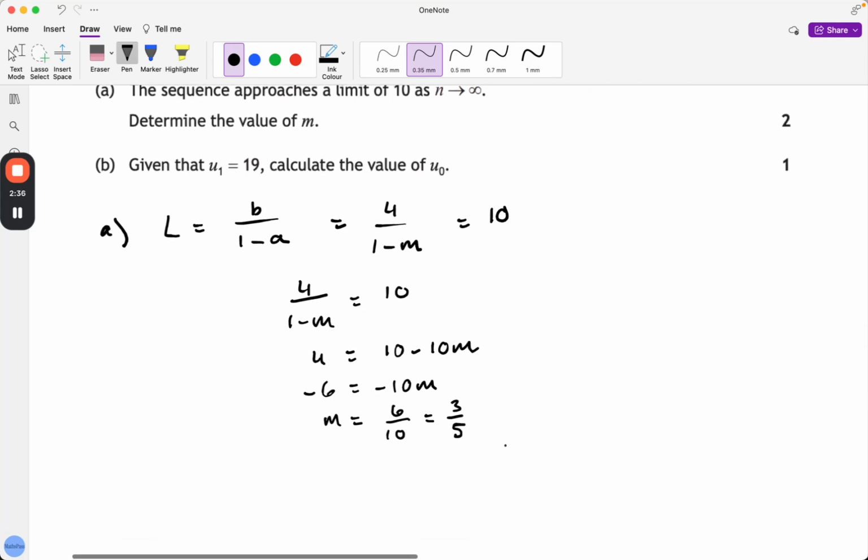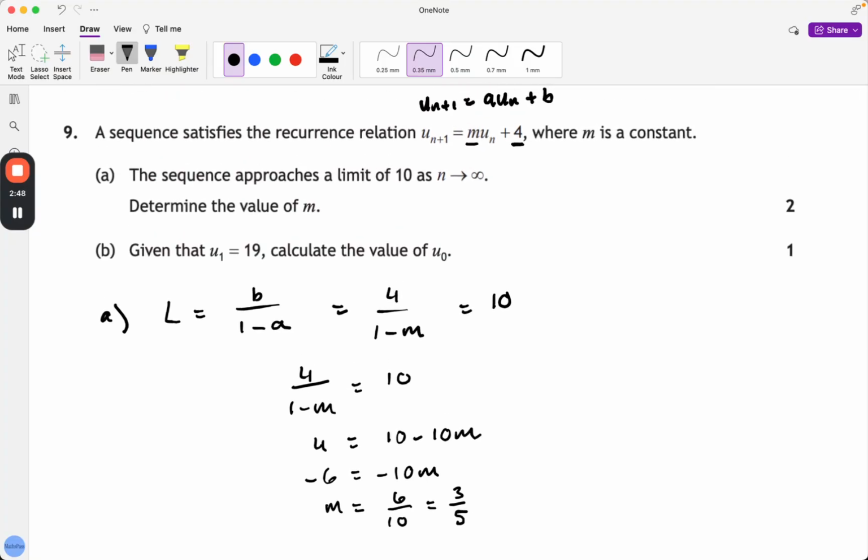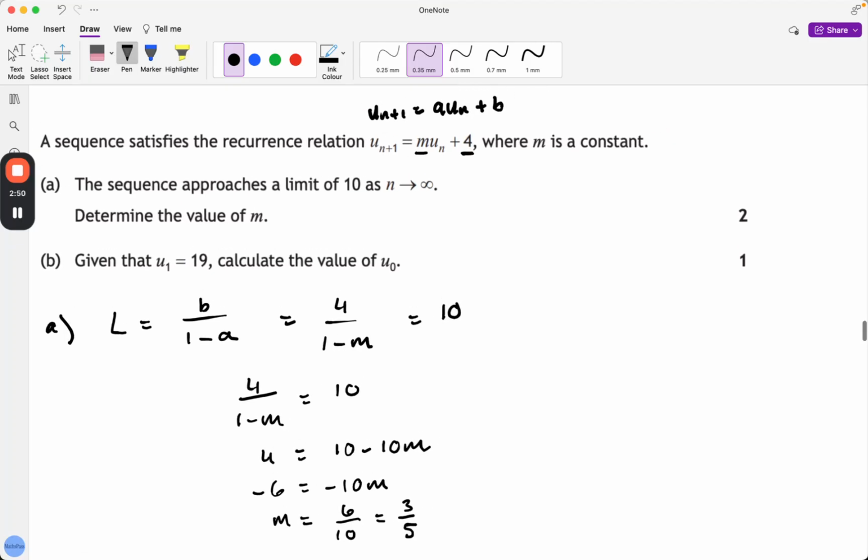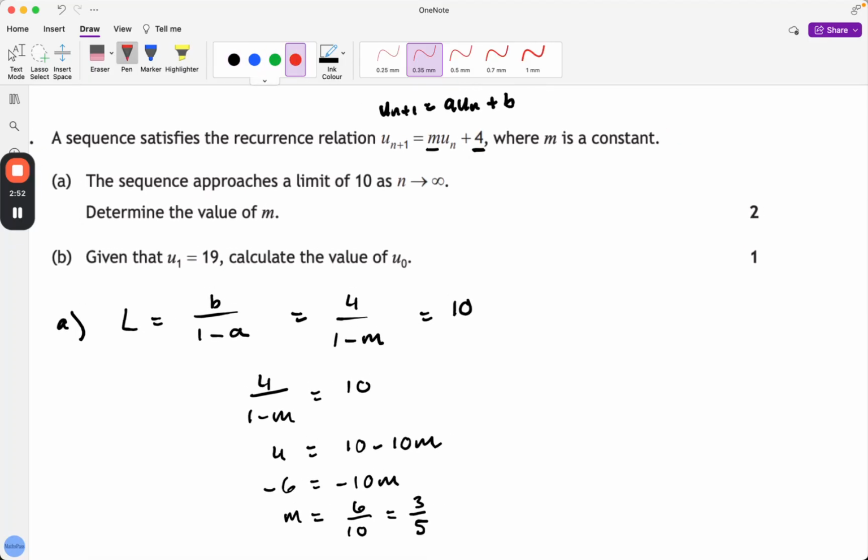Okay, on to part B. We have been told that our u1 is equal to 19, and based on that we want to calculate the value of u0. So for recurrence relations, you want to keep in mind that they iterate each time. Because this is un plus 1, it means that your next term is always equal to m times your previous term plus 4. So in this example, we want to know what u0 is, and we've been given u1.